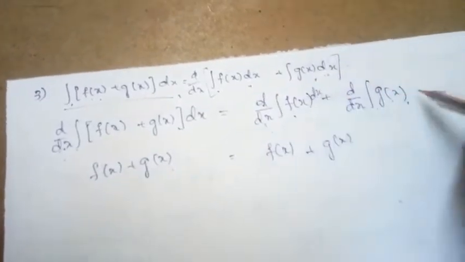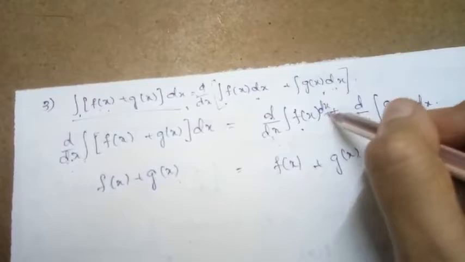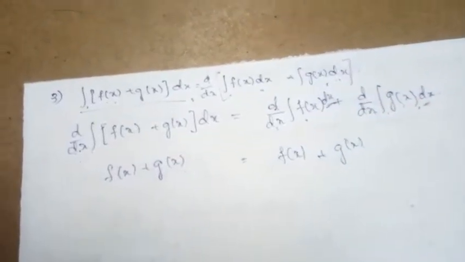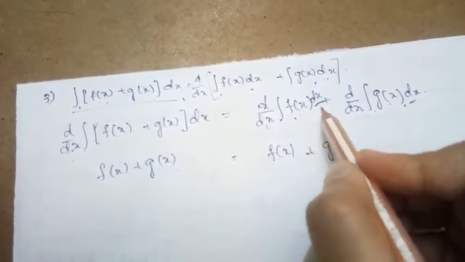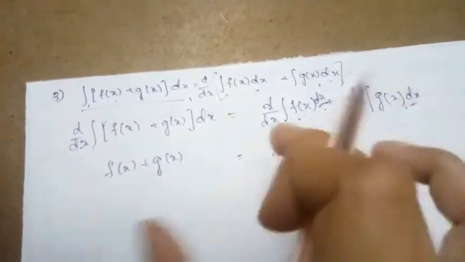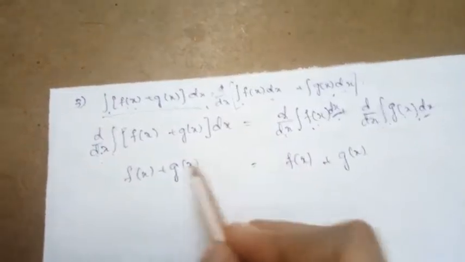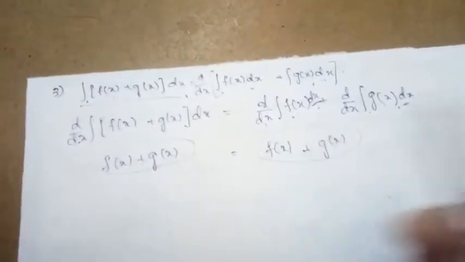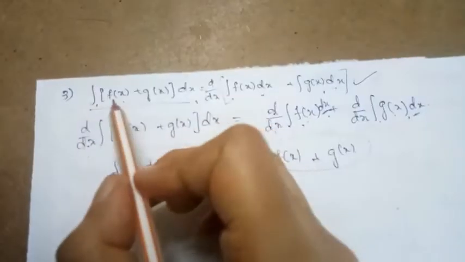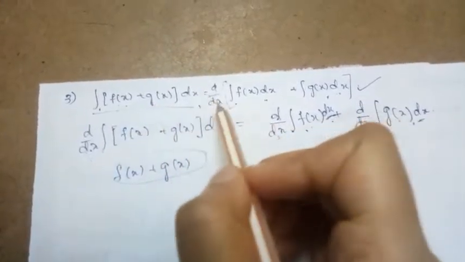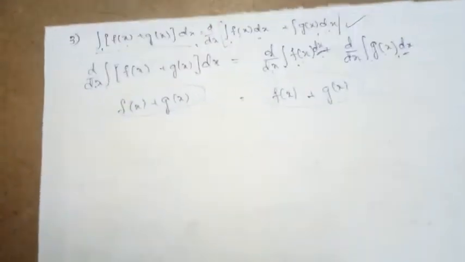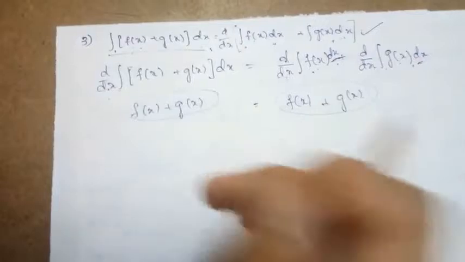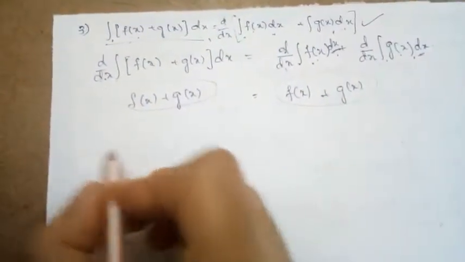Here writing dx is a must, guys. Don't forget to write this one, otherwise it is completely wrong. If you use the integration, the function followed with respect to dx is a must, or else it is a completely wrong statement. So clearly over here LHS is equal to RHS. Thus the integration of f of x plus g of x dx is equal to the integration of f of x dx plus the integration of g of x dx. We will use this type of algebra of integration while solving some of the problems.